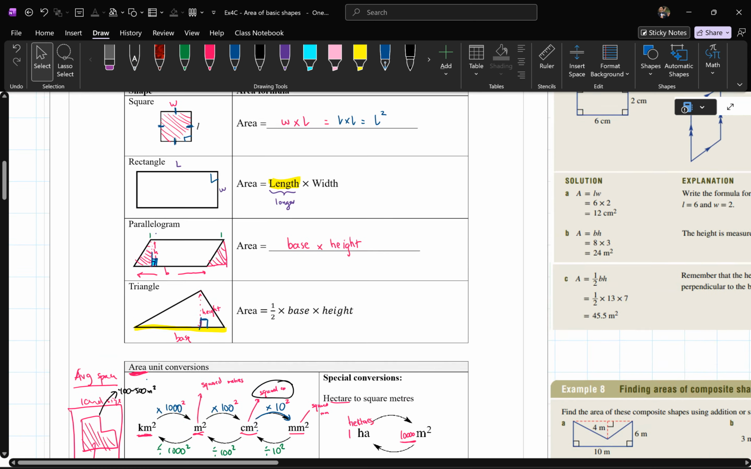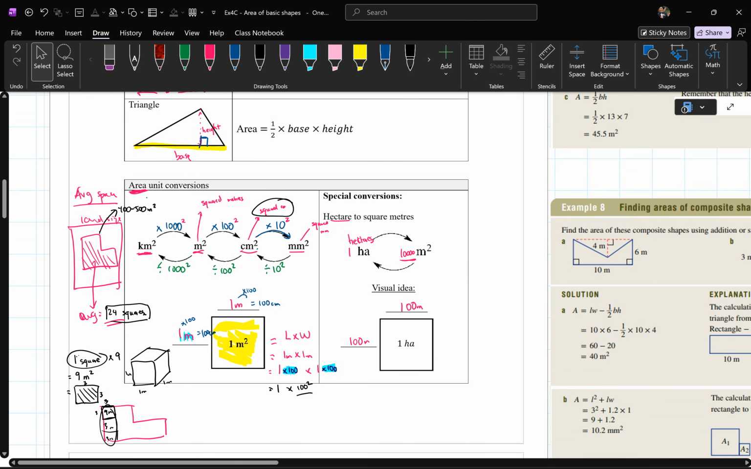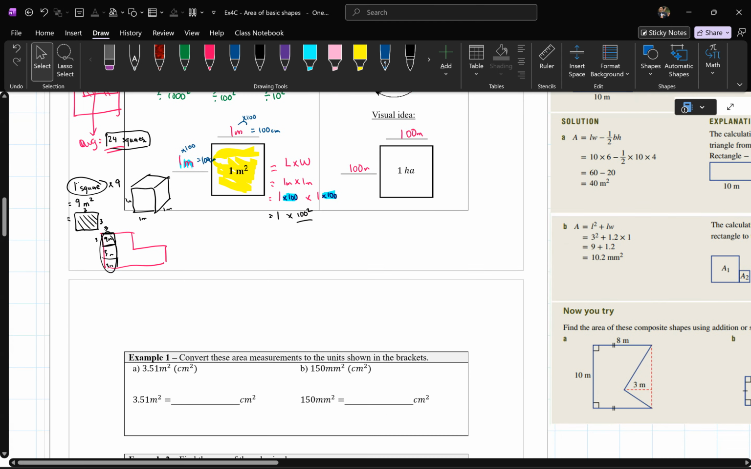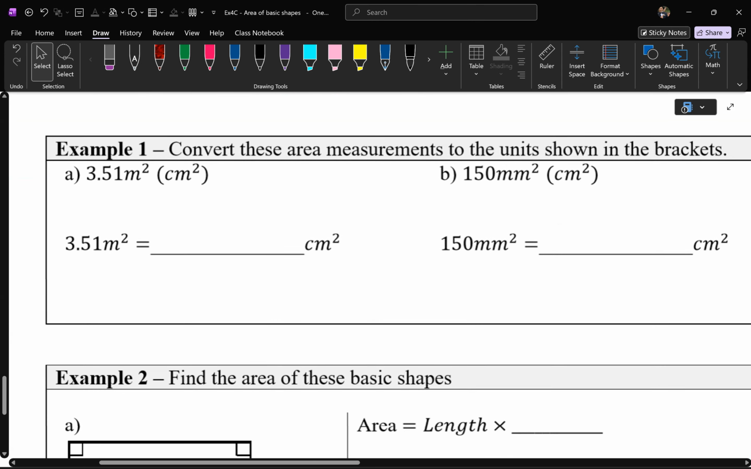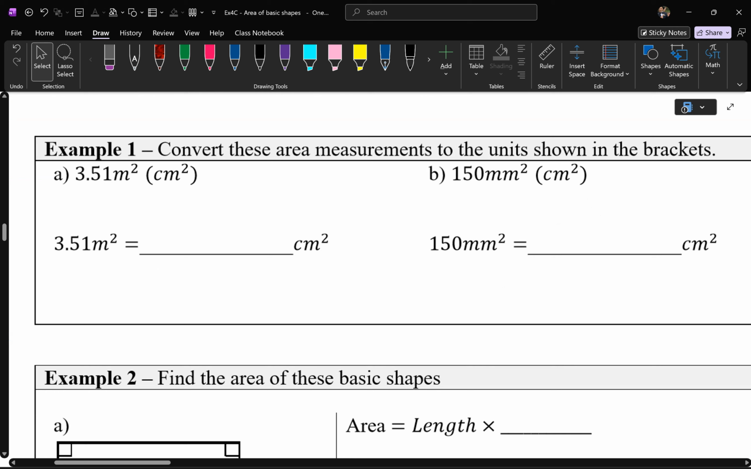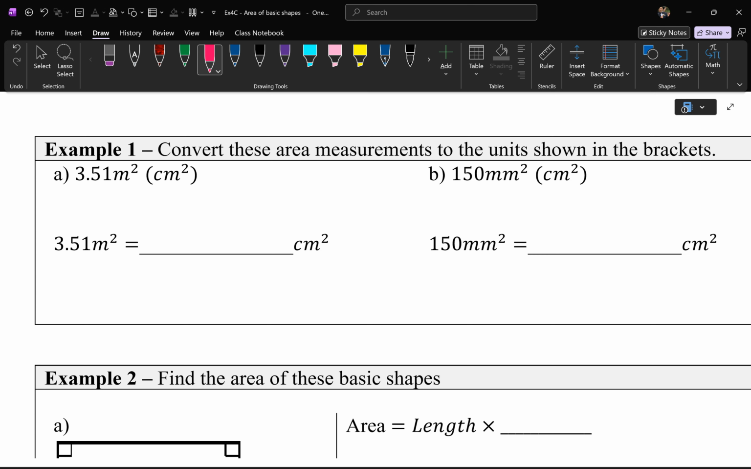So you've got some formulas, and I tried to explain in theory what the unit conversions mean so that you understand what those units mean. Let's do some examples. Here we go. Example 1. Flip over the page. All right, here we go. 3.51 squared meters, not meters squared. Squared meters to squared centimeters.